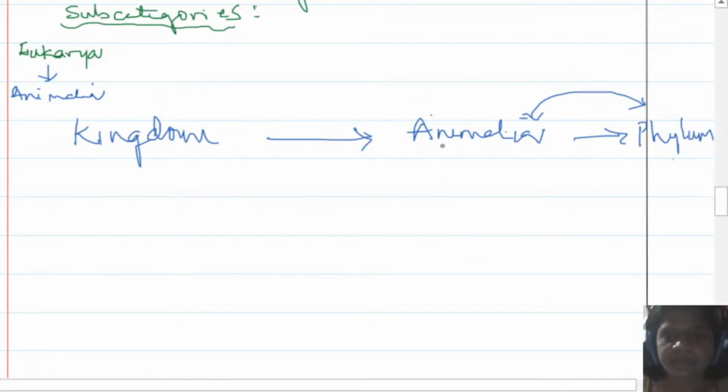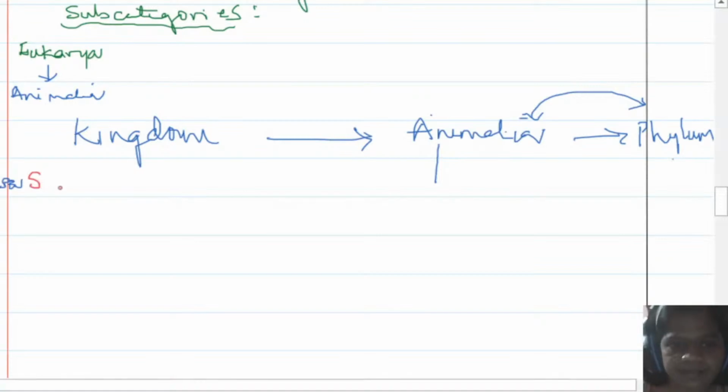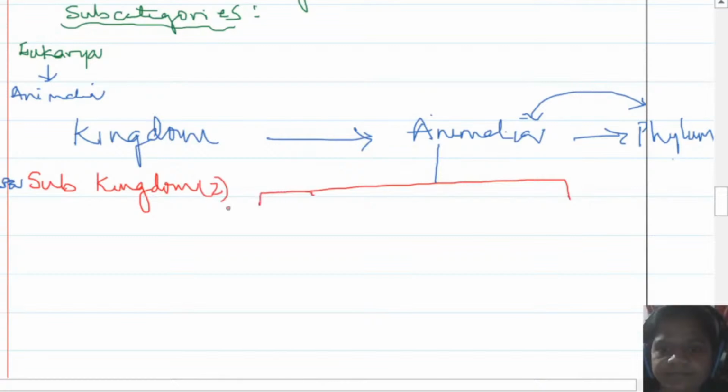Now kingdom Animalia has subkingdoms. There are subcategories, okay? So after kingdom comes subkingdom. Now kingdom Animalia has 2 subkingdoms. What are they? One is Parazoa, the other is Eumetazoa. We do the classification based on certain characteristic features, right?